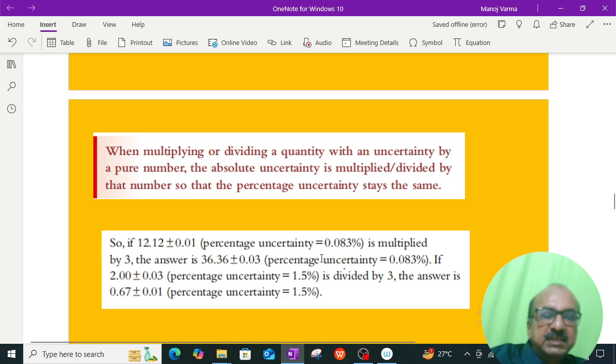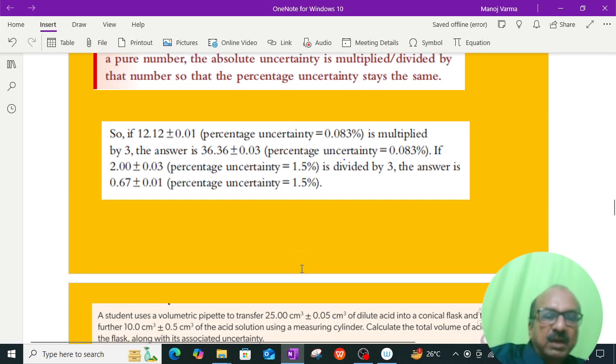Now the percentage uncertainty remains the same, that is 0.083%, whether you consider this value or this value. In the same way, if you have 2.00 plus or minus 0.03, where the percentage uncertainty is 1.5%, and you divide it by 3, then 2 divided by 3 is 0.67, and 0.03 is also divided by 3, so it is 0.01. By doing so, the answer is 0.67 plus or minus 0.01, so the percentage uncertainty remains the same. So this is what you have to understand.